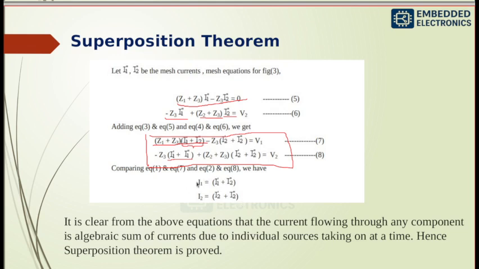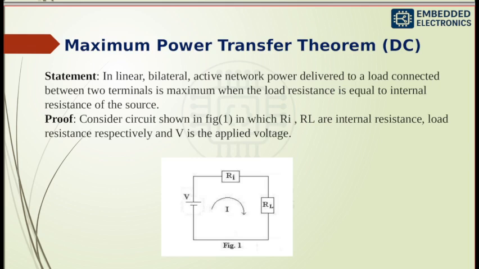It is the clear form of the above equation that the current flowing through any component is the algebraic sum of currents due to the individual sources taking one at a time. So hence proved, the superposition theorem. Next is the maximum power transfer theorem.